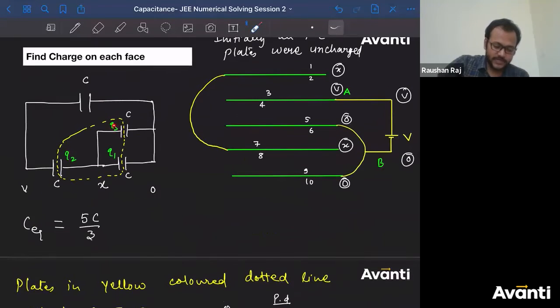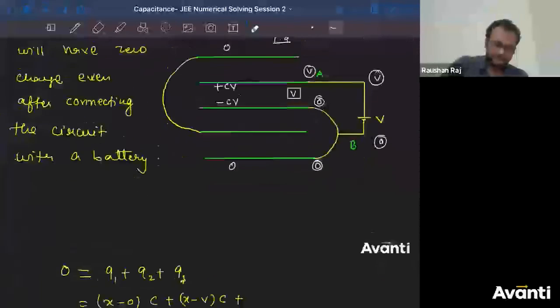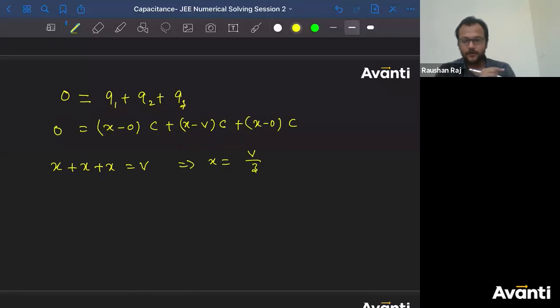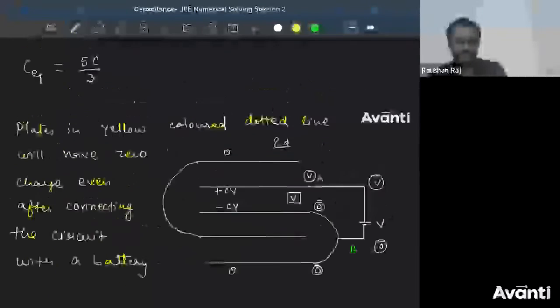What is the charge q3 that will appear on this? So x minus 0. This point is 0, so this is also having 0. So x minus 0 into again C. This must be 0. Now from here I'll get the value of x. तो x का value क्या मिलेगा? x plus x plus x is equal to v. So x is equal to v by 3. Now I know the value of x. कितना है? v by 3.